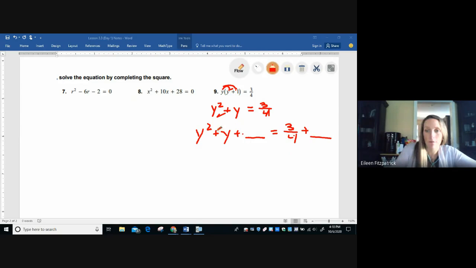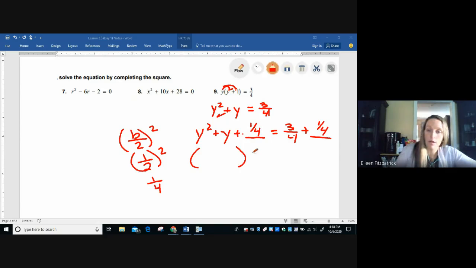To figure out what goes in the blank, this is where you do b divided by 2 squared. The b value is a 1. I didn't write them down this time, but 1 divided by 2 squared: square the 1, square the 2, so you have 1/4. That's what goes in both blanks. So what two numbers multiply to give you 1/4 but add to give you a positive 1? It's going to be y plus 1/2. And then it's equal to, combining like terms on the other side, 3/4 plus 1/4, that's 4/4, or just a 1.